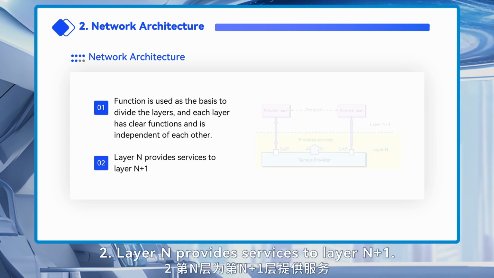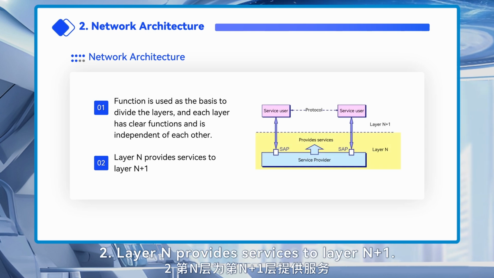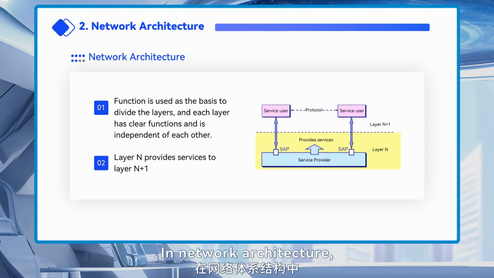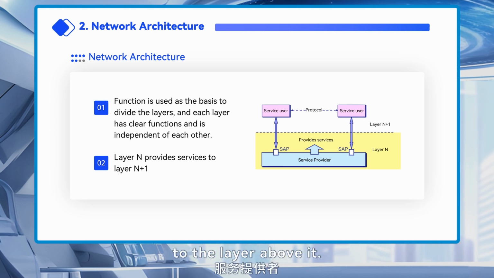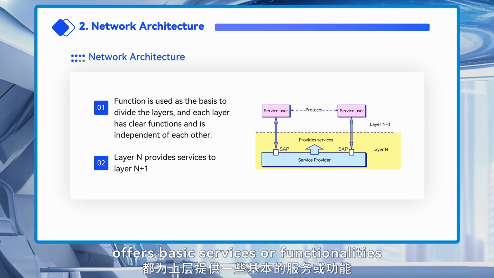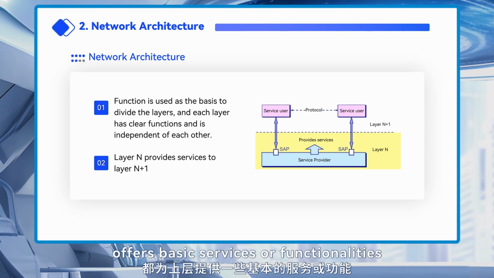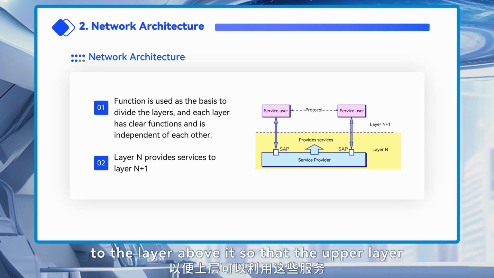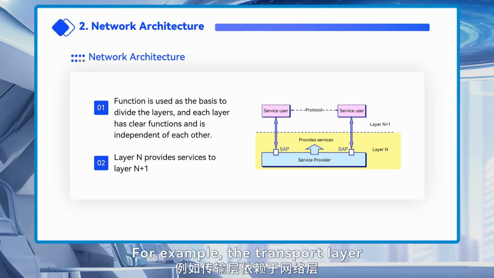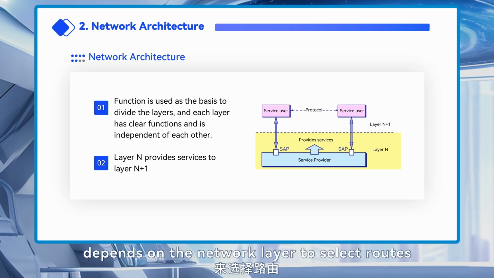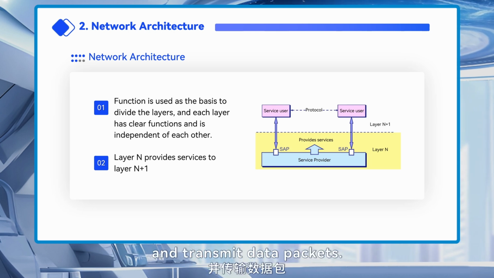2. Layer N provides services to layer N+1. In network architecture, each layer acts as a service provider to the layer above it. This means each layer offers basic services or functionalities to the layer above it so that the upper layer can utilize these services to accomplish its tasks. For example, the transport layer depends on the network layer to select routes and transmit data packets.